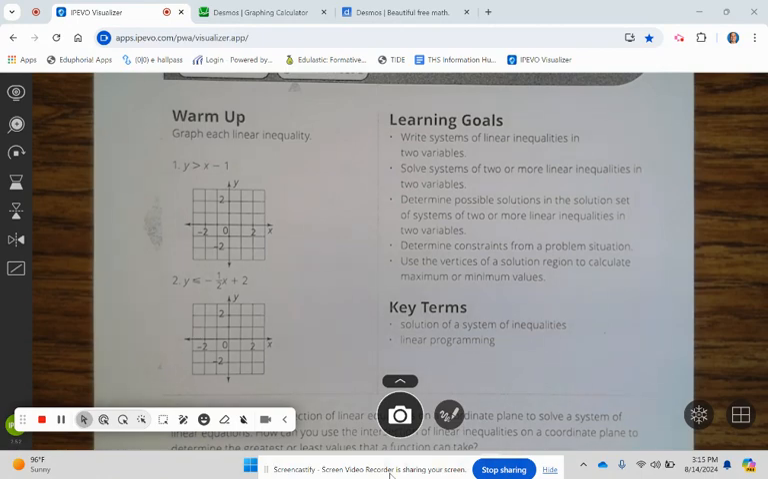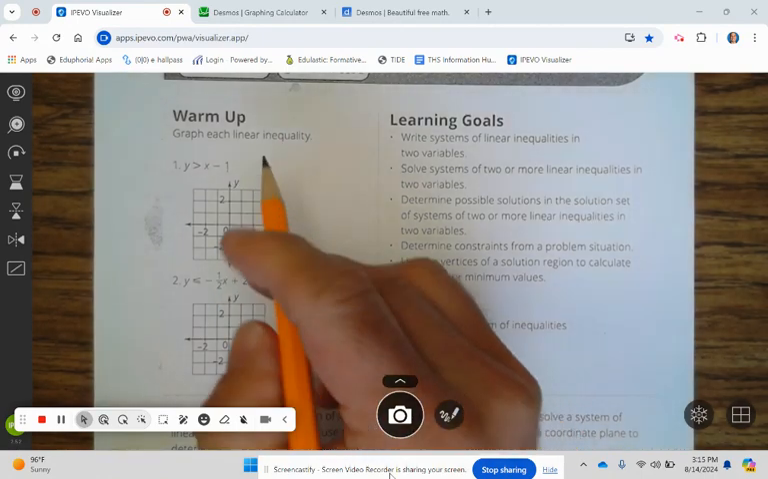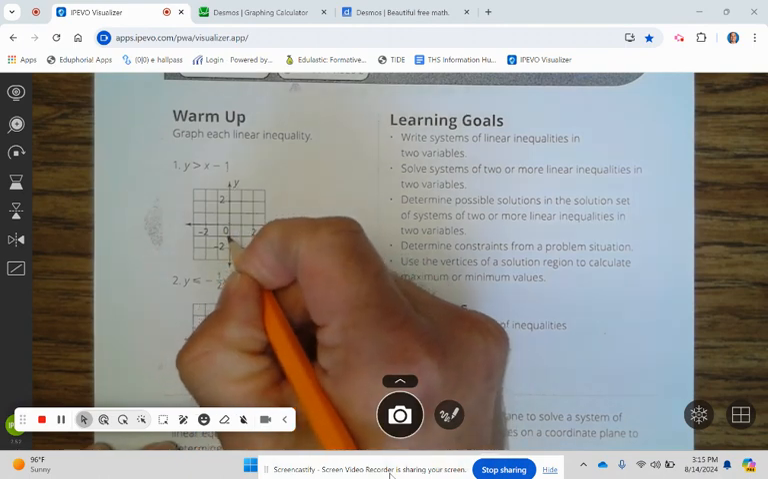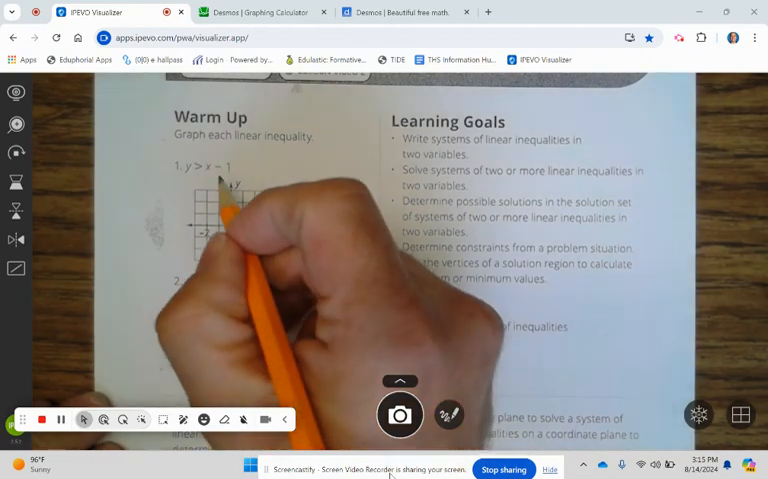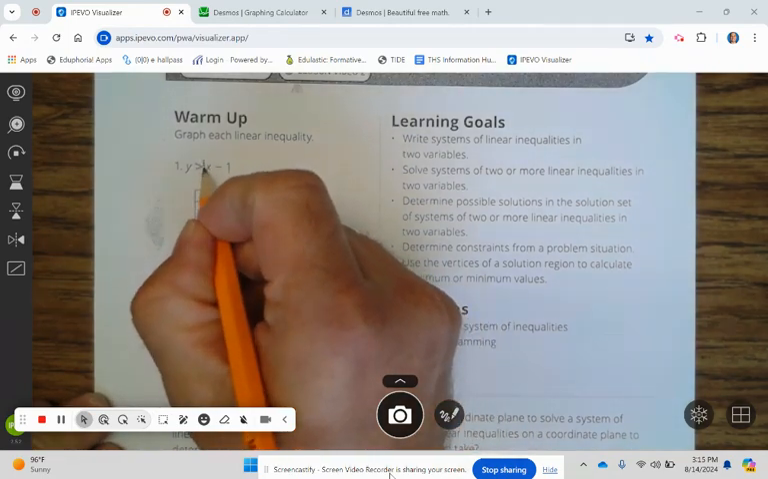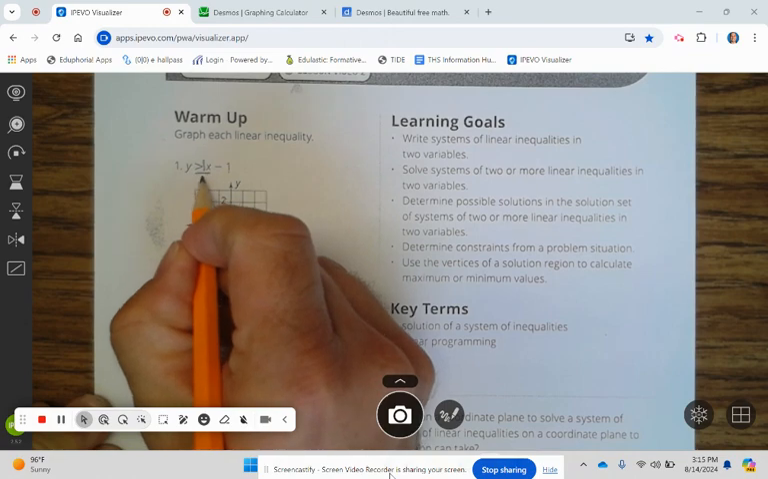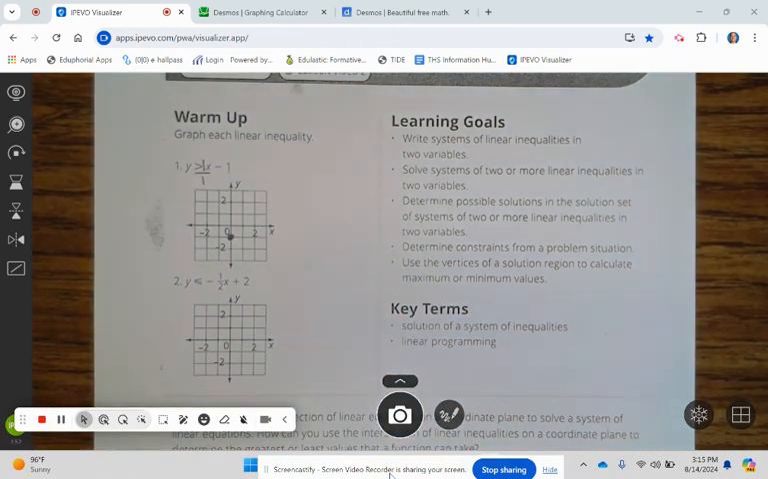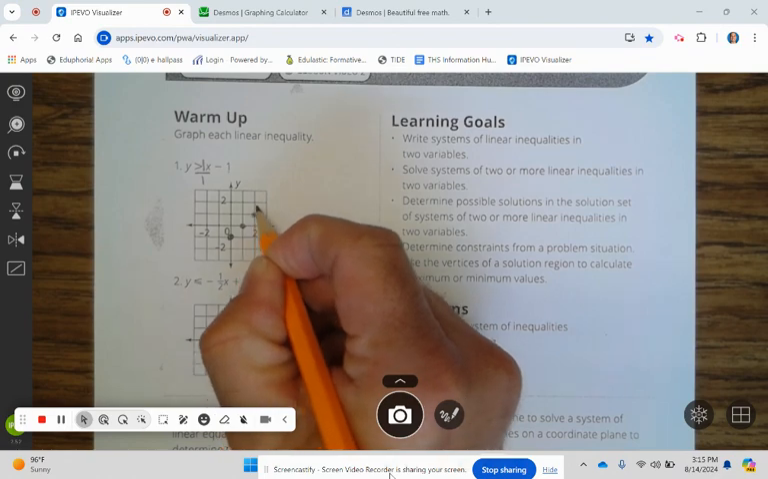Okay, so to graph this, we start with the y-intercept, which is -1. So that's the point (0, -1). And then we look at slope. Slope is the number in front of x, so we're going to put a 1, but slope is always a fraction because it's rise over run, so we're going to divide it by 1. So that means we go up 1, to the right 1. Up 1, right 1, up 1, right 1.